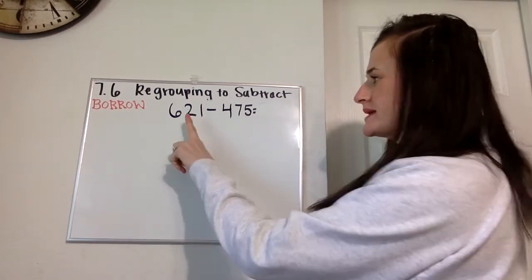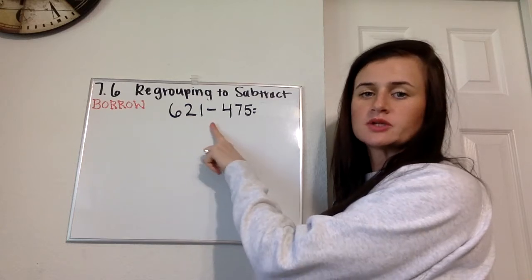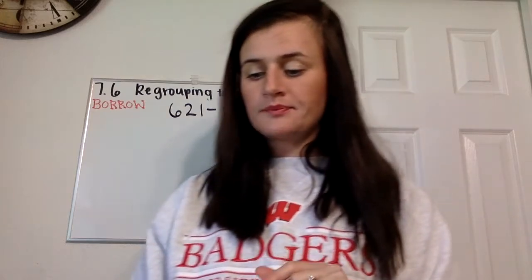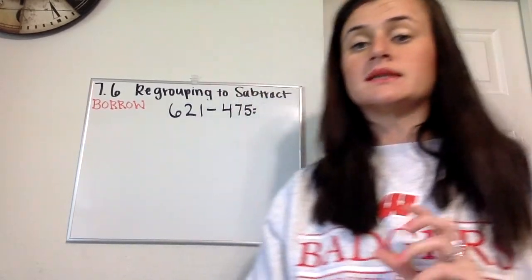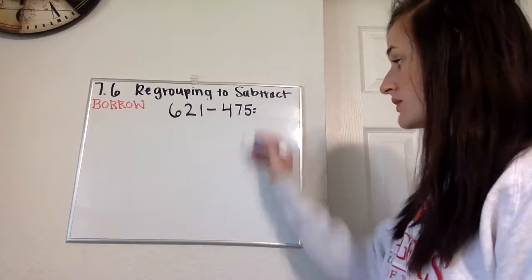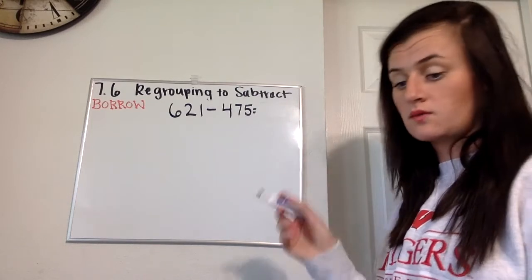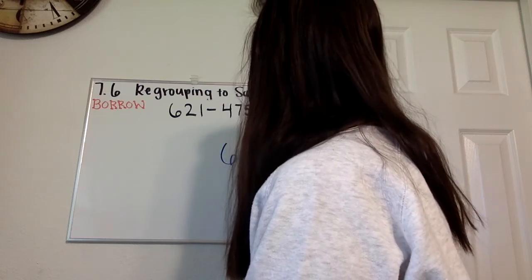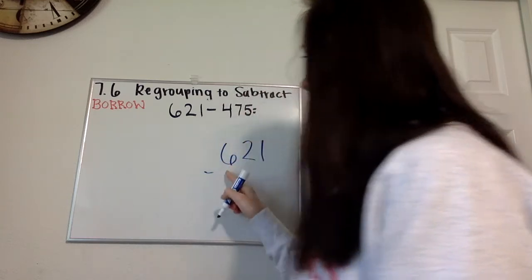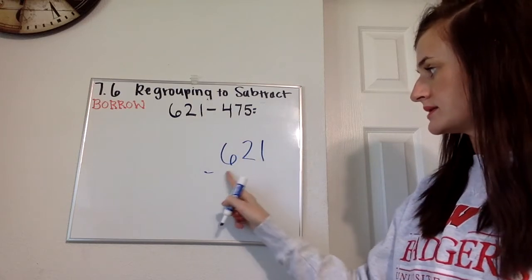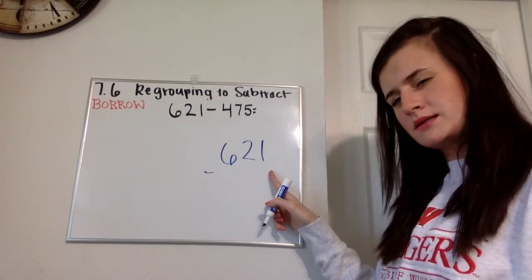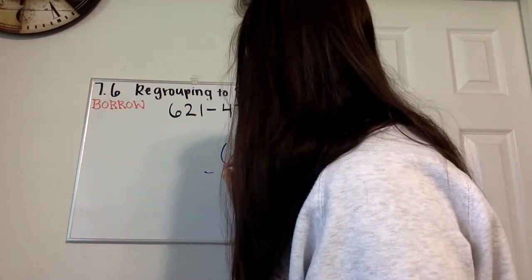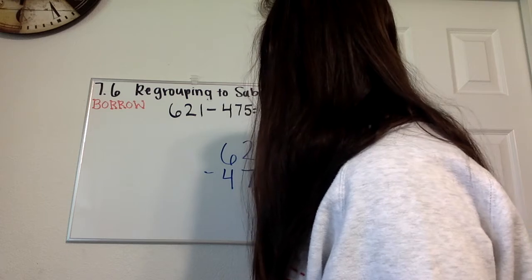Our next problem is 621 subtract 475 equals. So we are going to set it up the standard algorithm way. So if you would like, you can still draw those lines to separate the hundreds, tens, and ones. I'm going to do it without ones just in case you feel ready to not use that anymore. So my first number goes on top, 621. Do you remember why that is? Exactly, it's because it's the bigger number. Then I'm going to be taking away 475.